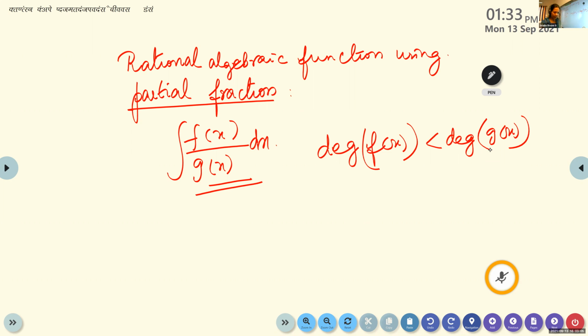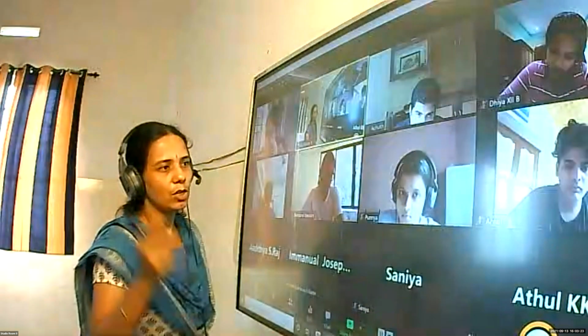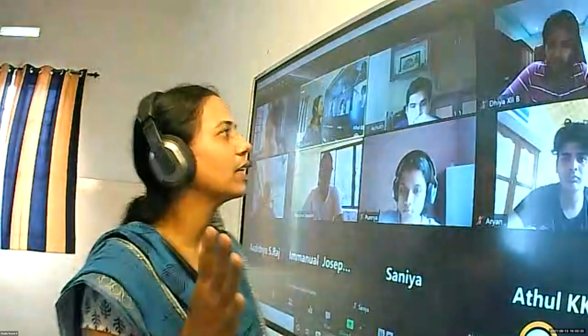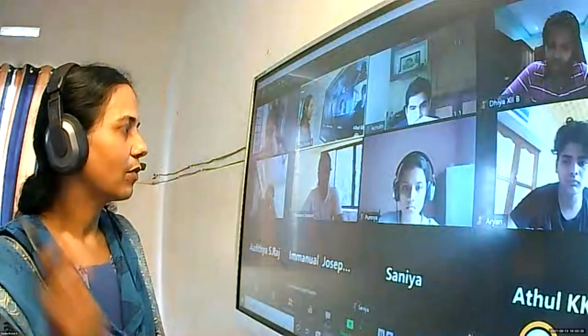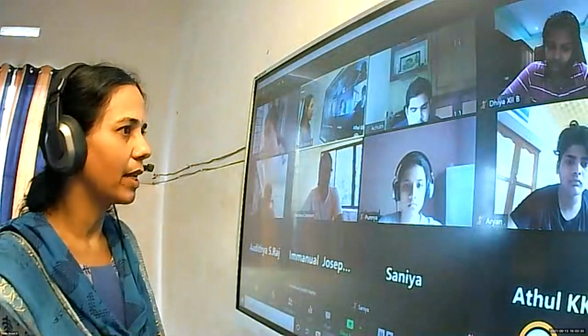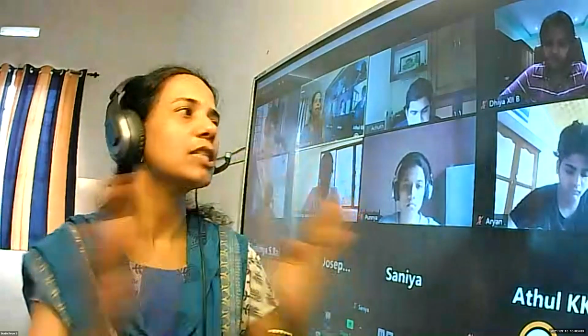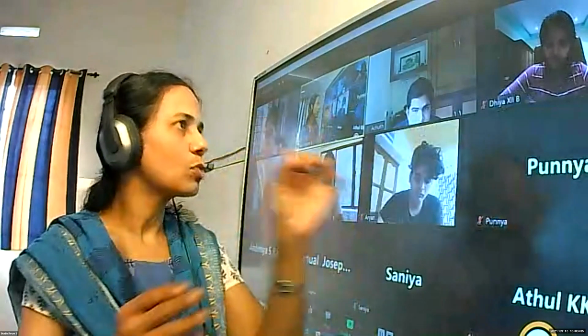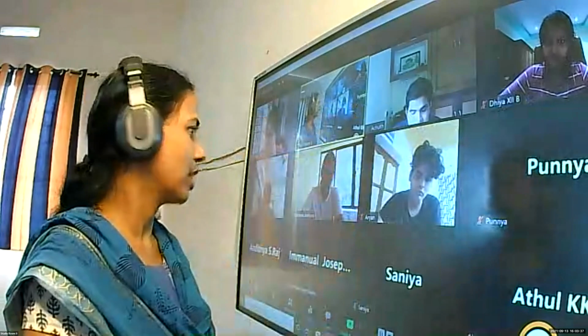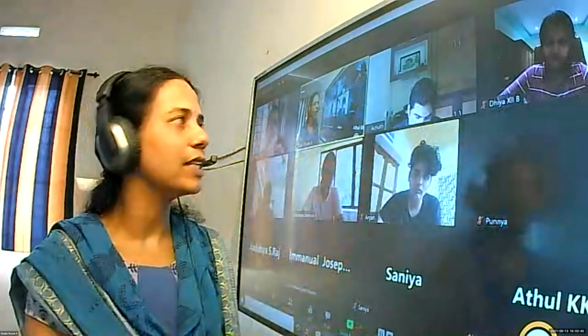Okay, so in partial fraction we have some method we will follow. Suppose it is a rational function with the degree of numerator less than the degree of denominator. So the given function, we make it into smaller parts. That is why we call it partial. We are making it into parts of fraction and then we integrate.